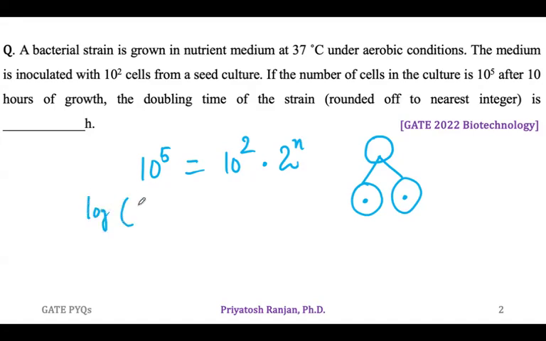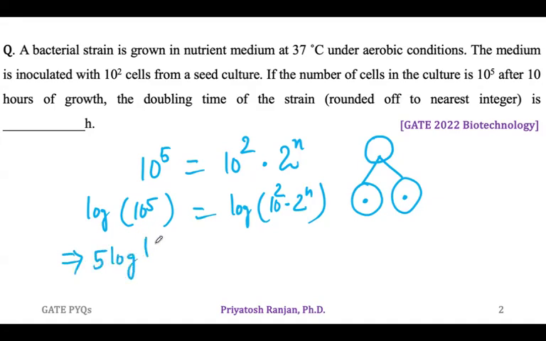Log of 10 raised to the power 5 equal to log of 10 raised to the power 2 into 2 raised to the power n. Remember, I can rewrite this as 5 log 10, as 10 is the base. Similarly, we can write here log 10 raised to the power 2. It's a multiplication, so we need to put the addition here: log 10 raised to the power 2 plus log 2 raised to the power n. The 5 log 10, I can rewrite this value as 5. Remember, the log 10 value is 1.